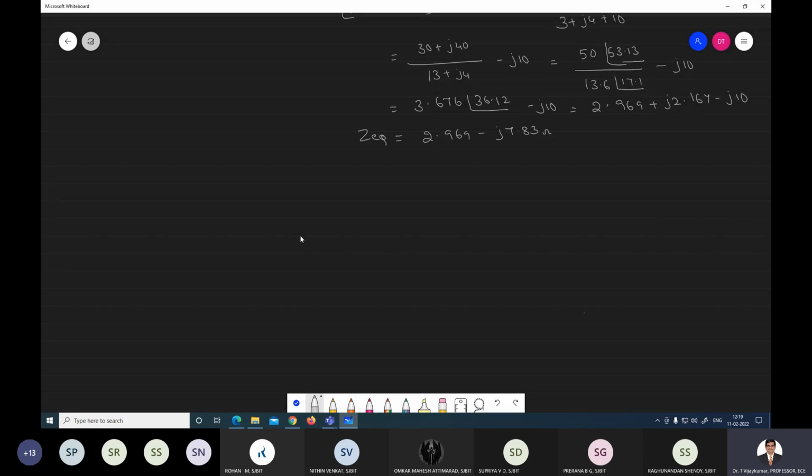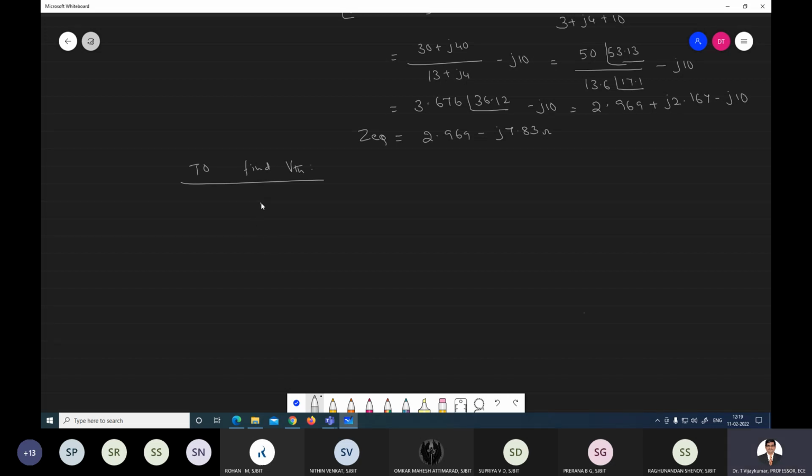Then you find out the Thevenin voltage. To find the Thevenin voltage, VTH you have to find out. Z equivalent is the Thevenin impedance. VTH you have to find out. How to find VTH now here?